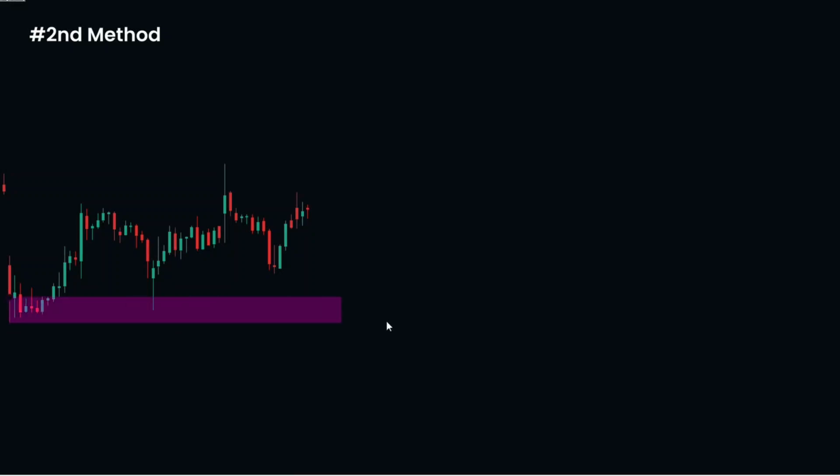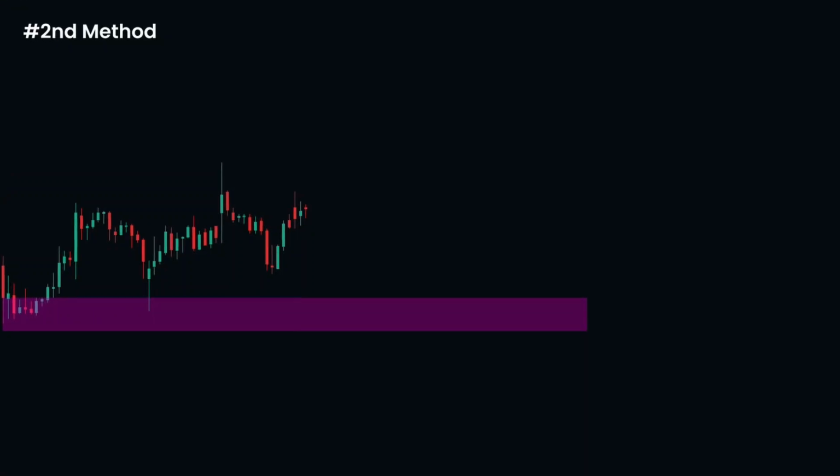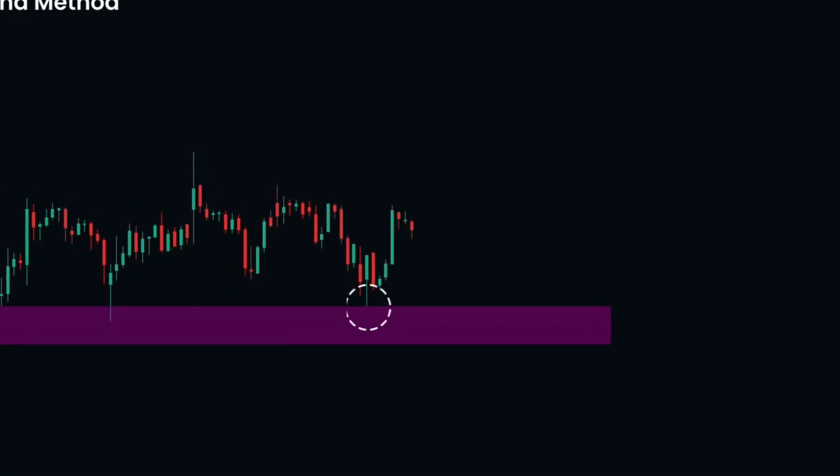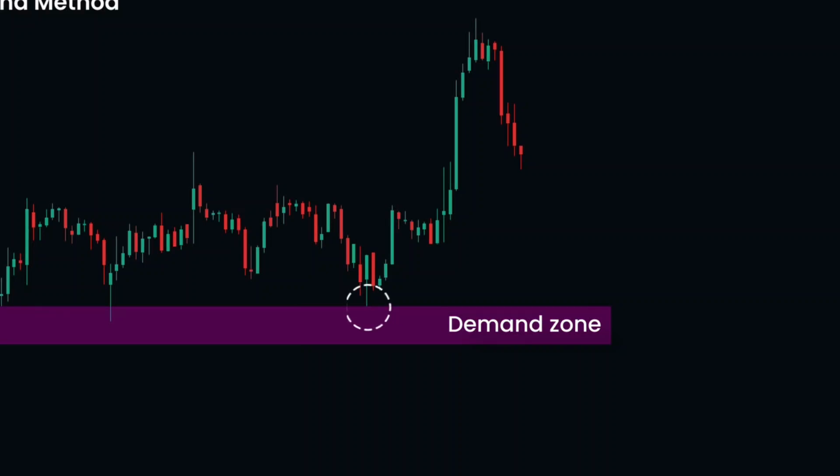You need to draw a zone at such a level, as I have done here. Here, you can see that the next time the price returns to this level, it moves upwards. Now you can understand that this is a strong demand zone. So far, you've learned 2 methods to draw supply and demand zones.